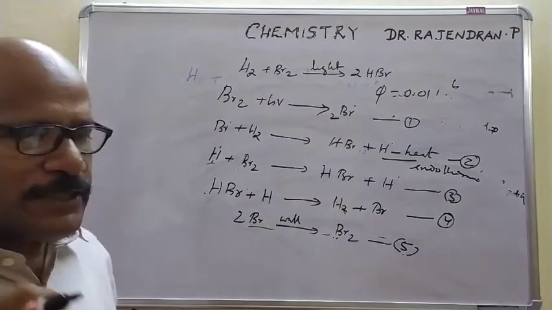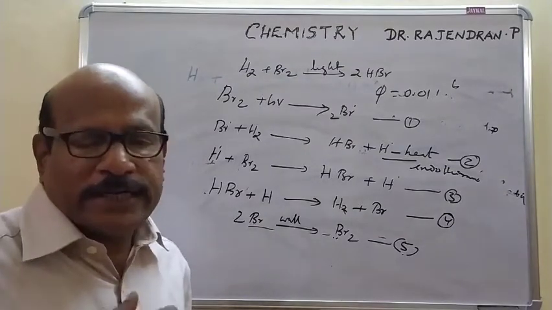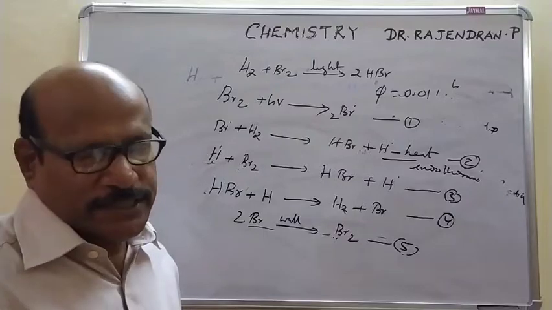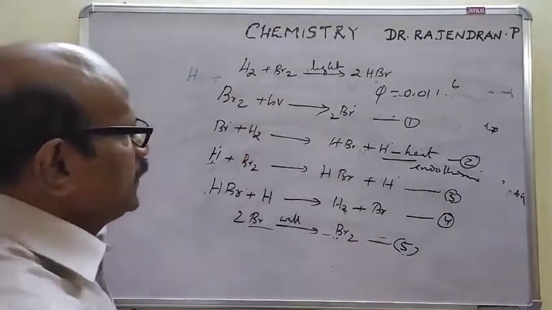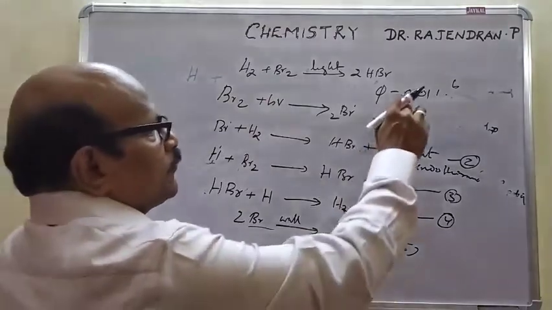So there is a greater chance for the bromine radical to undergo deactivation than the chain propagation. That is why the quantum yield is lesser than 1.